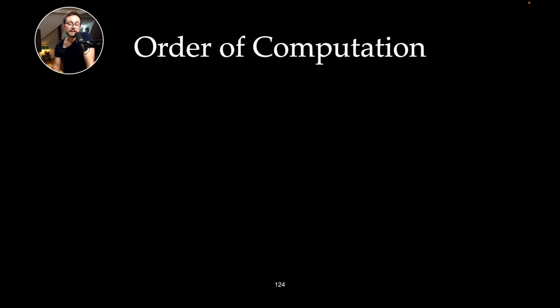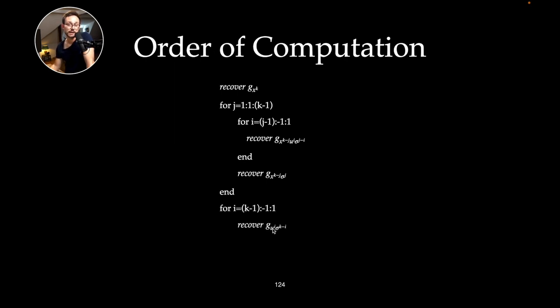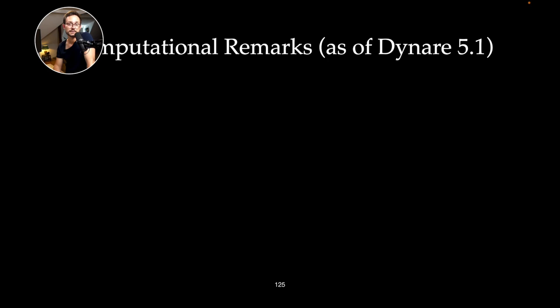And if you do k-order approximations, you have to be careful which terms you compute when. Okay, so first you need to recover the gxxxx. Then you need to start recovering for j equals 1 to k minus 1, and for i going down from j to 1, you need to recover the x, u, and sigma matrices. So this would be a for loop that you would run. And once you have those terms, you're able to recover gx sigma or any combination thereof. And once you have that, you're able to recover gu sigma or any combination thereof. And at last, you would recover the g sigma sigma sigma terms. Okay, so this is the order of computation.